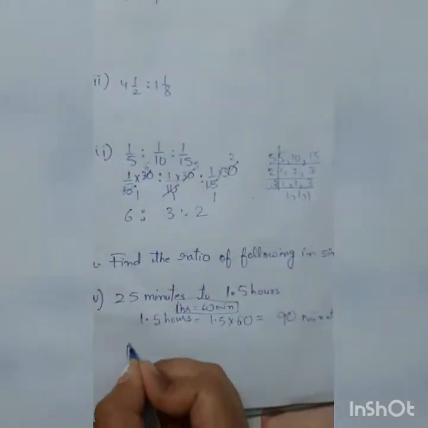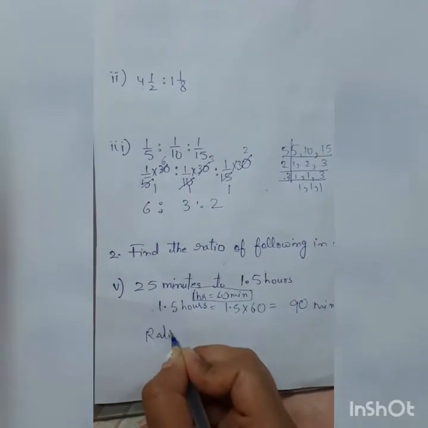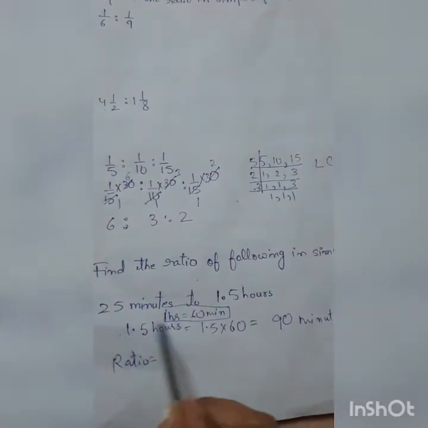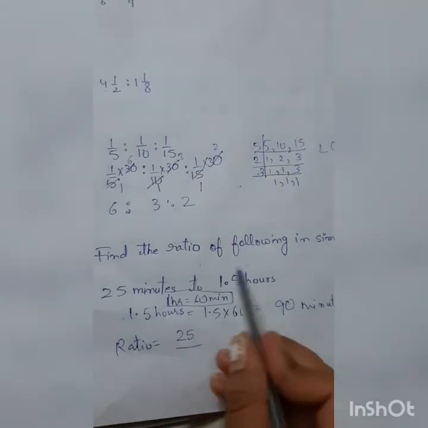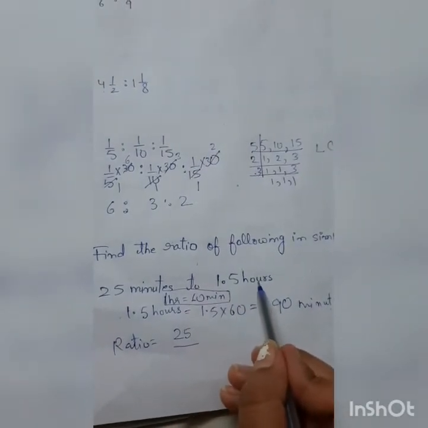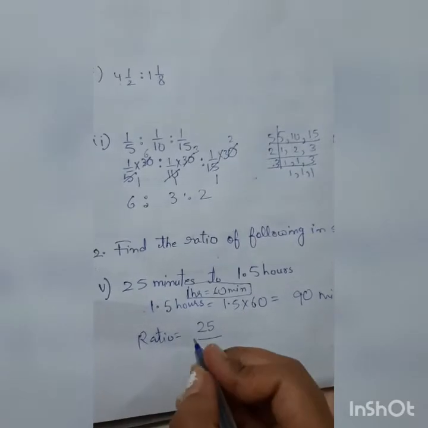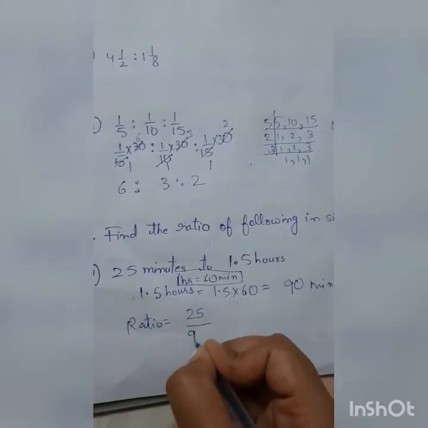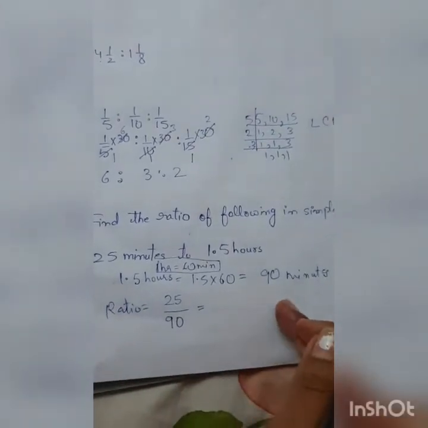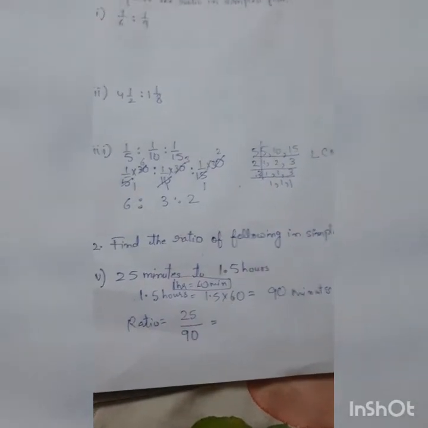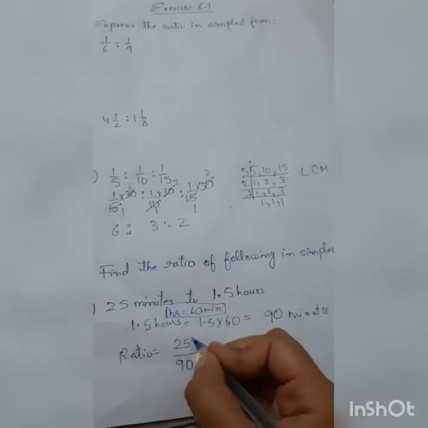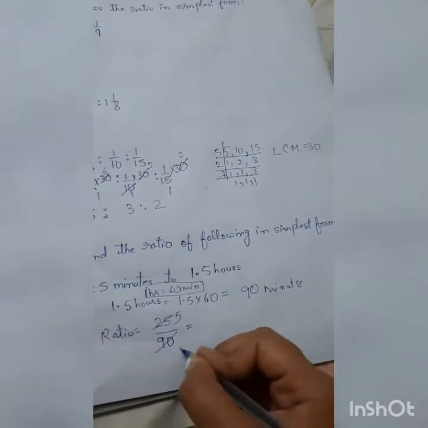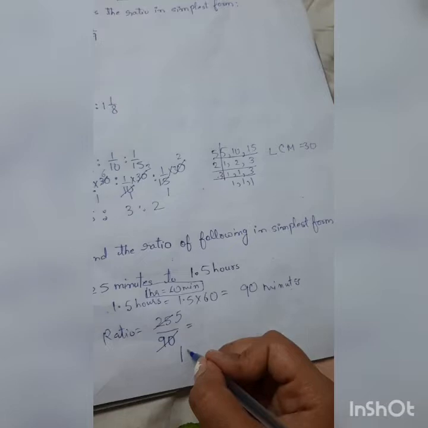Now I can find the required ratio. The ratio is equal to, what was the first term, 25 minutes. 25 we will write in the numerator, and in the denominator we cannot write 1.5 because it is in hours, so we changed those hours into minutes and found 90. So 25 upon 90. Can I leave my answer as 25 is to 90? No. Why? Because I have not cancelled it. I have not made it into simplest form. I will cancel with the table of 5. 5 5s are 25. And then I think this will come to 18.